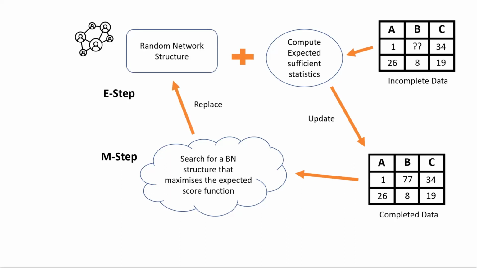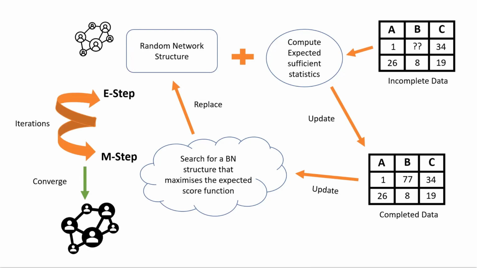These steps are iterated until convergence is reached, so that it can find an optimal structure from the incomplete data. The main advantages of the SEM algorithm are that it searches for the best Bayesian network structure within EM iterations. It finds a better structure after each iteration, and it doesn't make assumptions on missing mechanisms.